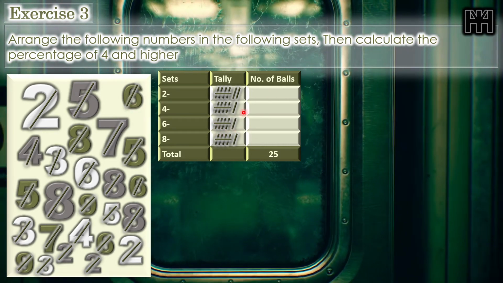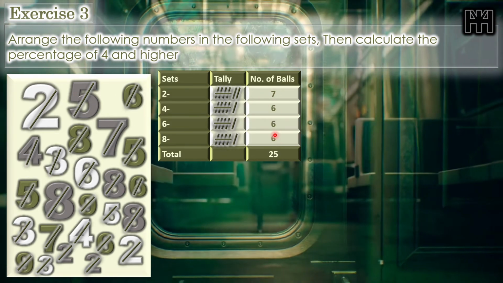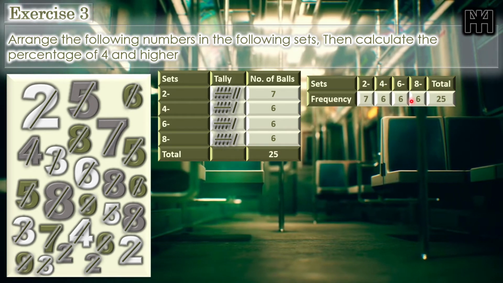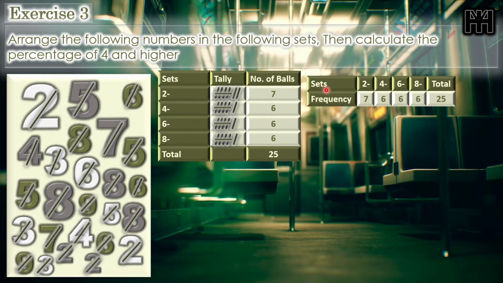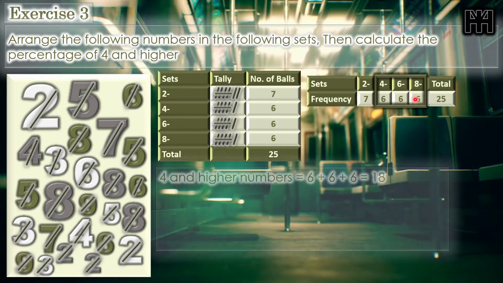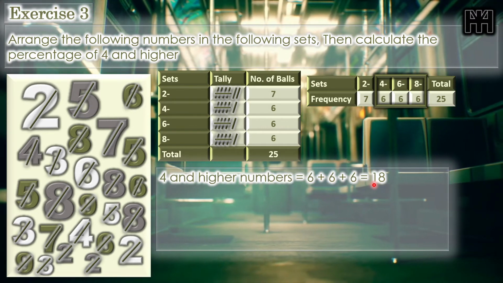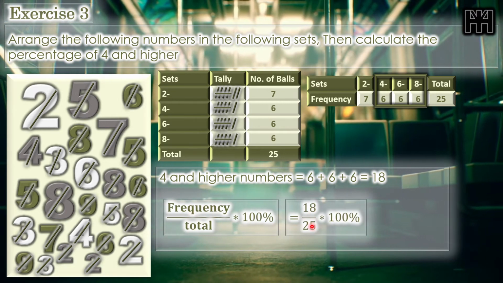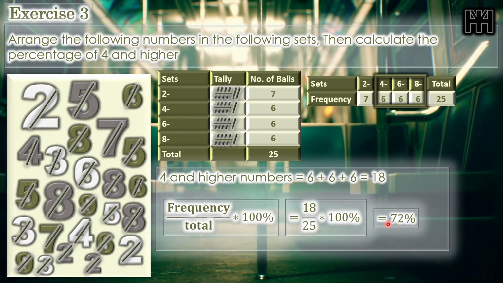So the number of balls here is 7, and every other set has 6. Now this is the frequency table. What is the percentage of 4 and higher? Okay, it will be sets 4, 6, and 8. We have 6, 6, 6, so 6 plus 6 plus 6 equals 18. So the percentage will be the frequency over the total. We have 18 over 25, multiplied by 100%, equals 72%.